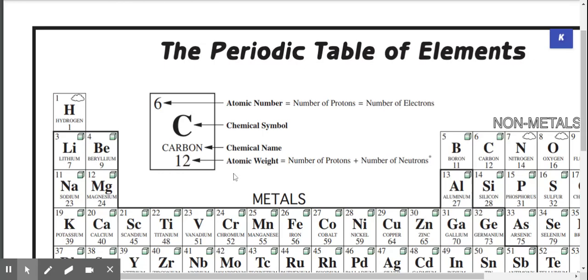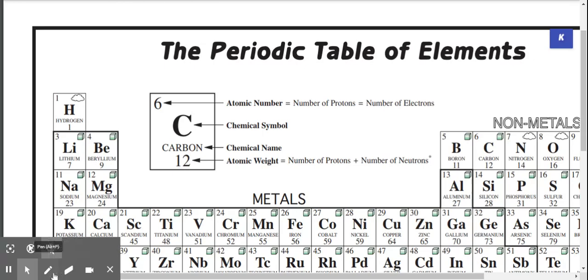So basically what we do is this. If you want to know the number of neutrons, you take this atomic weight or atomic mass at the bottom and you subtract the number of protons. Basically, atomic mass minus atomic number gives you the number of neutrons. So in this case, 12 minus 6 would equal 6.